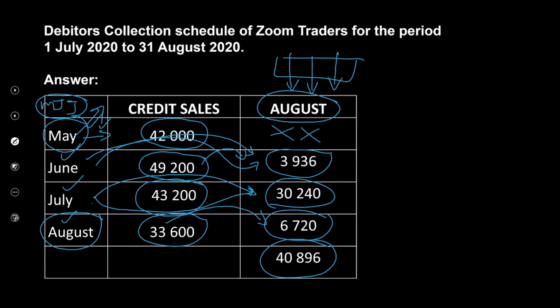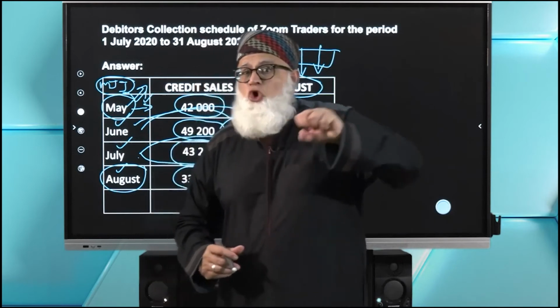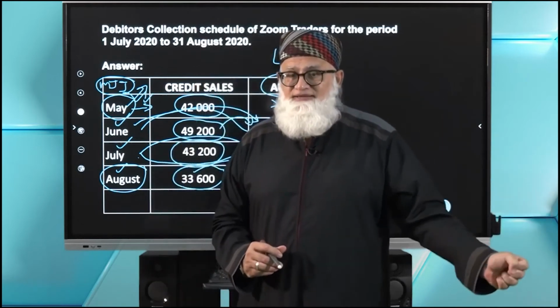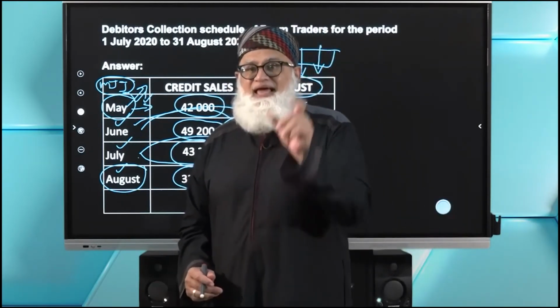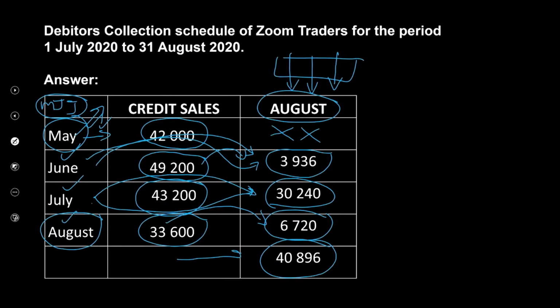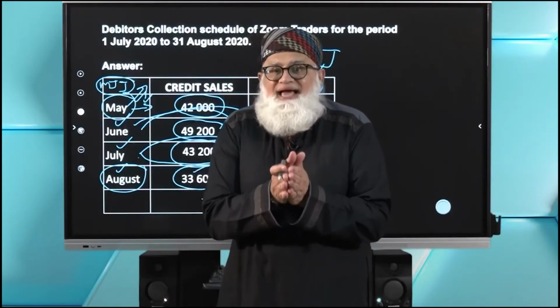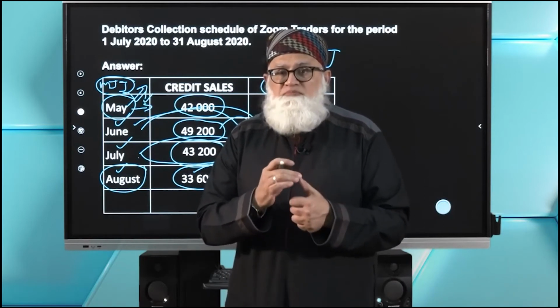Now remember, this 40,896 will fit into your cash budget, right? It will be a component of your cash budget, where you will say receipts from debtors. And that will then give you the figure that you require of 40,896 rand. So guys, clearly you can see how important it is to be able to complete a debtors collection schedule. Summarize, important points to remember.